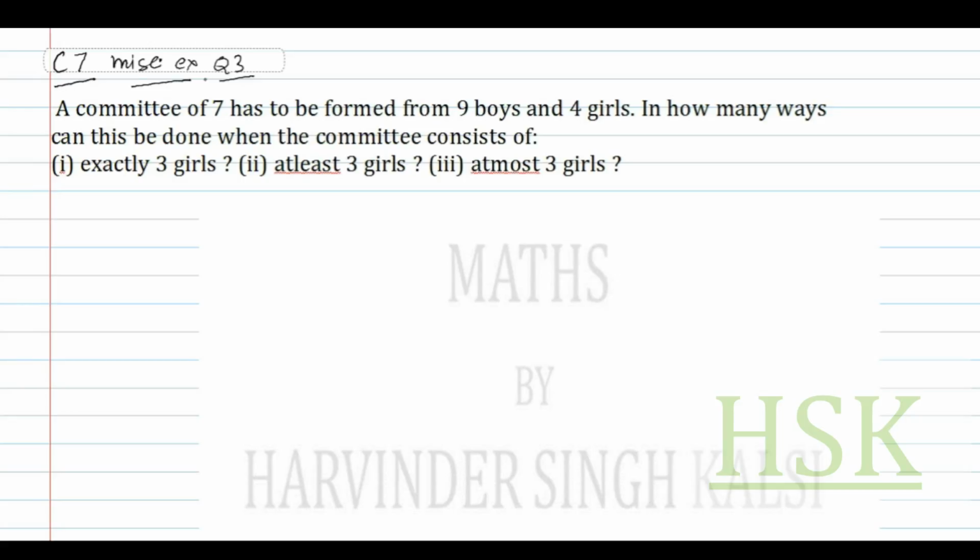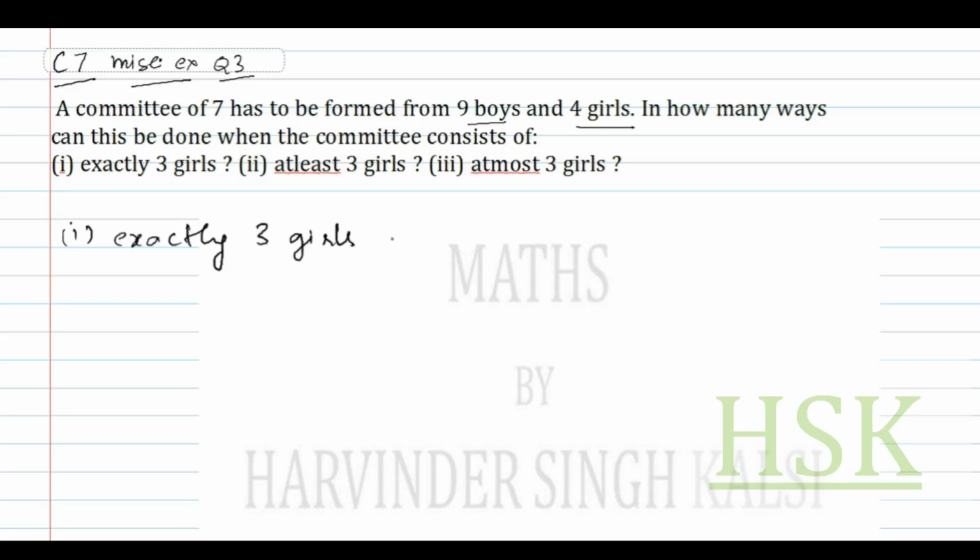Chapter number 7, miscellaneous exercise, question number 3. A committee of 7 is to be formed from 9 boys and 4 girls. In how many ways can this be done if the committee consists of the following? So in the first part, a committee should have exactly 3 girls.